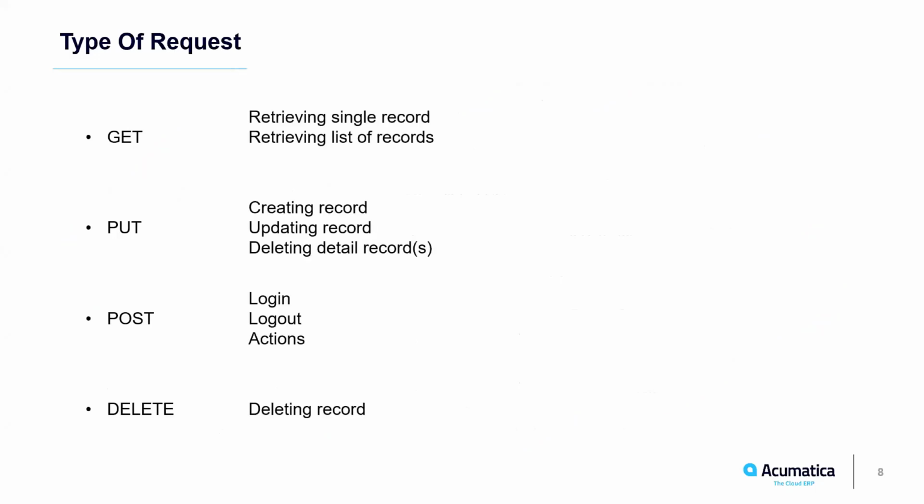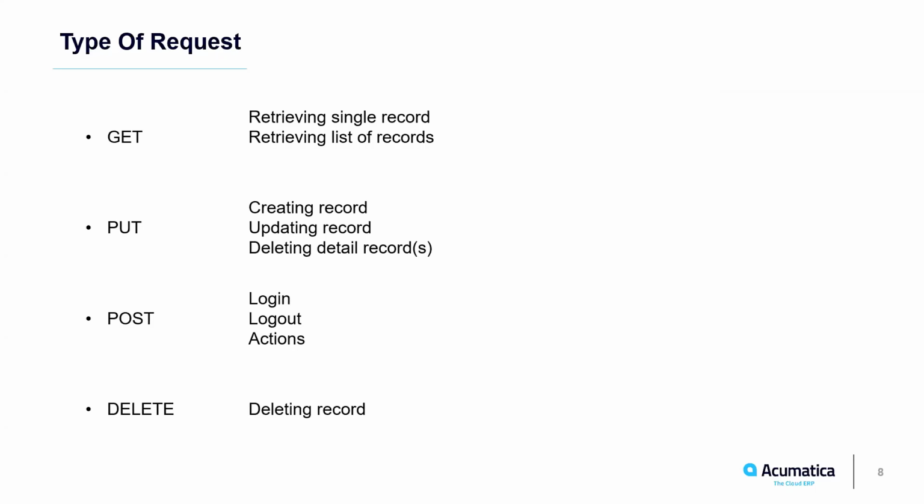Now, what are these good for? What can they be used for? Very simply, get can be used to retrieve either a single record or a list of records. The put request can be used to create a record, to update a record, or to delete a detail line of a record. So basically, not the whole record, but a record that is part of a sub-entity of that main record.